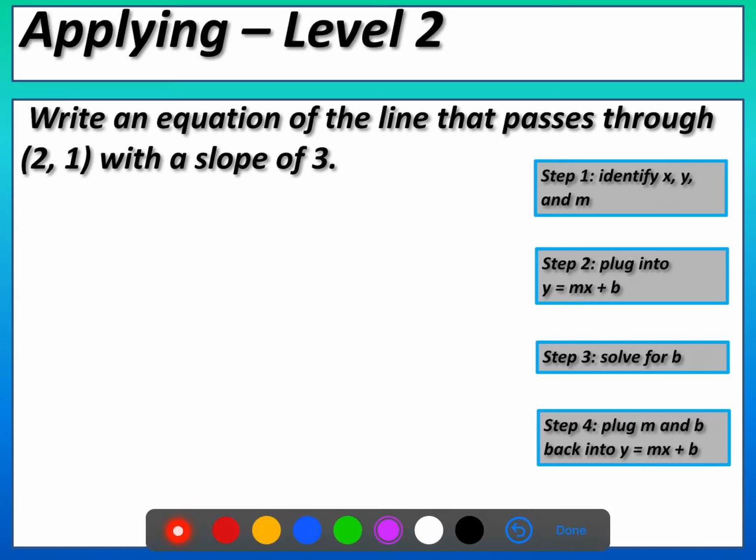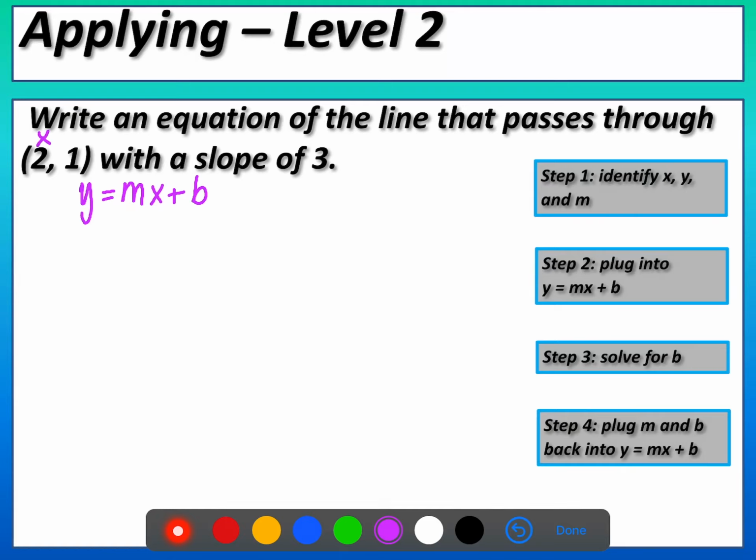Moving on now to the second type of problem. We're going to be given a point and the slope. If we always need the slope and the y-intercept, we're going to somehow have to solve for the y-intercept using the information that I'm given. We know that slope is our m. We do not have a b, but we have an ordered pair. What kind of values are an ordered pair?